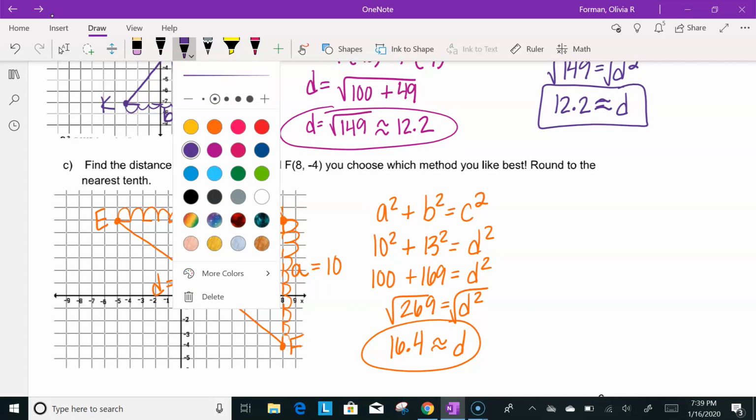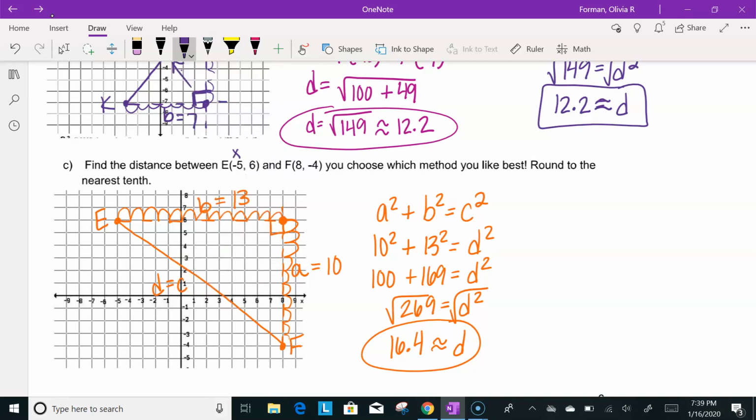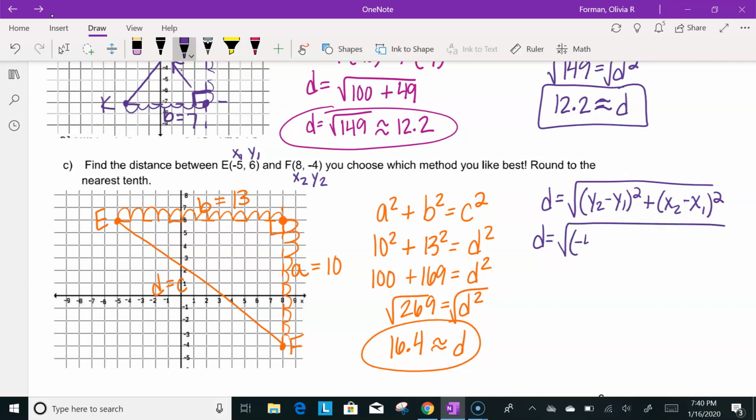Okay, so the last part, we're going to do the distance formula. So x1, y1, x2, y2. So again, if you prefer one or the other, that's okay. I'm just doing both up here so that if you are preferring one over the other, you can see both. So y2 minus y1 squared plus x2 minus x1 squared. I substitute my numbers in. So y2 is a -4, y1 is a 6, so I have -4 minus 6, plus, and then my x2 is 8, minus my x1, which is a -5.